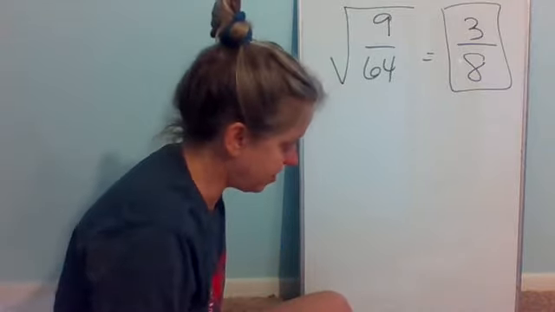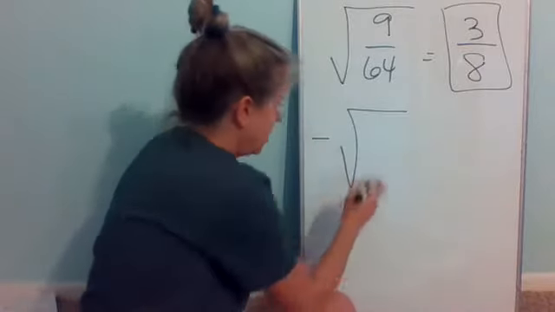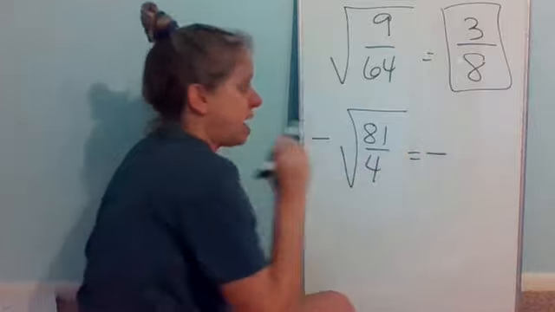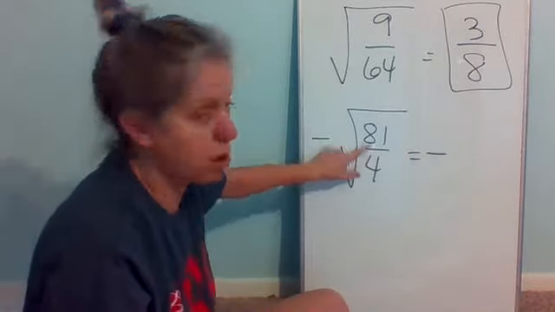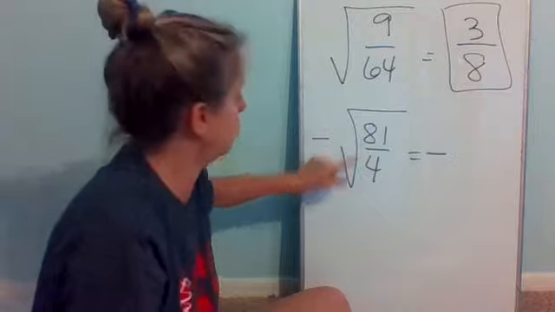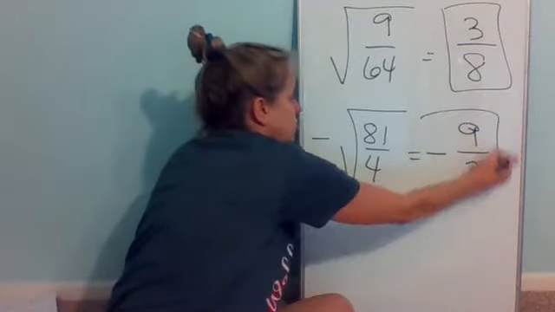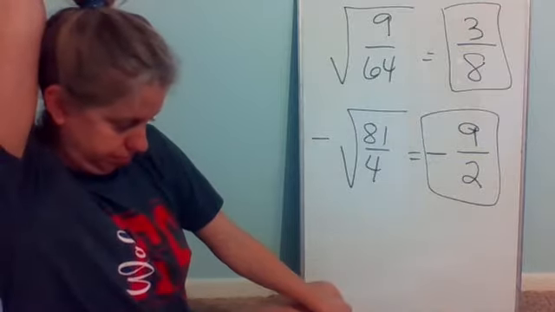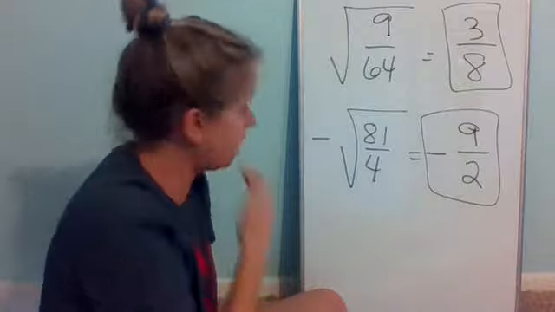Okay, number 7, you have the negative square root of 81 over 4. My negative's on the outside, which means I'll just bring it over. These are both perfect squares. The square root of 81 is 9. The square root of 4 is 2. So negative 9 over 2. All right, number 8.